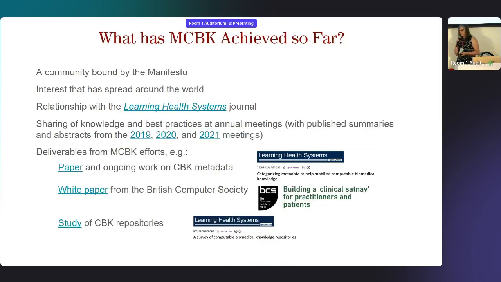So we've got a community that all agrees to the manifesto. We've got chapters around the world that are springing up in Asia, in Europe, we've got an Australia chapter, all sorts of cool stuff. We had a number of in-person annual meetings before the pandemic, and we keep trying to have an in-person one now, but we haven't been able to. We've been doing them virtually since then. We have a number of deliverables, including two papers on CBK metadata, a white paper from the British Computer Society, and a study of CBK repositories. So basically, there's been some serious academic work coming out of this.